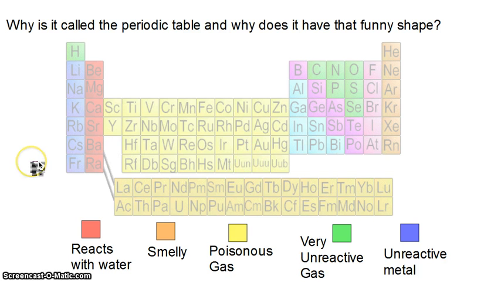Let's look next. Why is the periodic table called the periodic table? What does it mean by periodic, and why does it have the funny shape? It's called the periodic table because as you go around the table, you'll see that properties repeat. So let's look at an example.